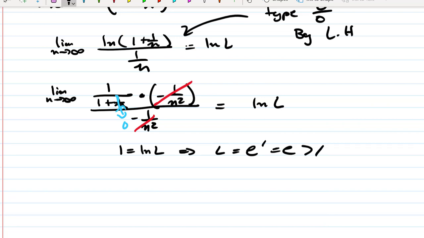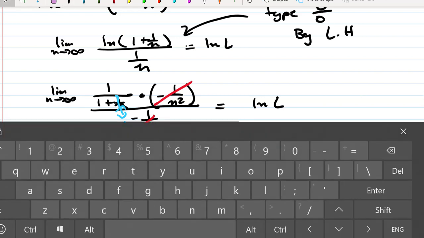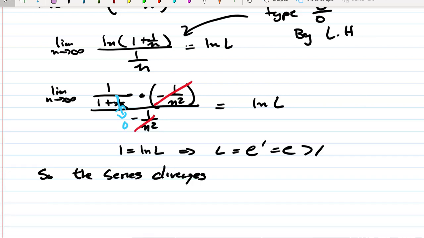And e is bigger than 1, so the series diverges. So remember, for convergence, the limit had to be strictly less than, not less than or equal to, 1. Alright, let's take a look at our next example.